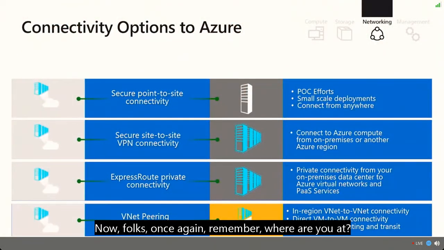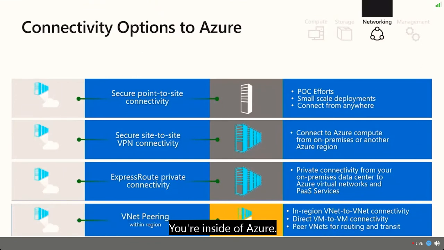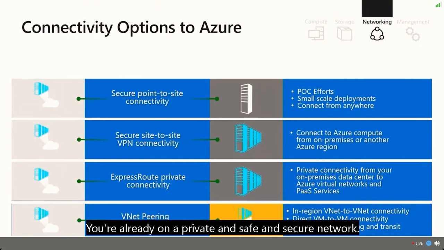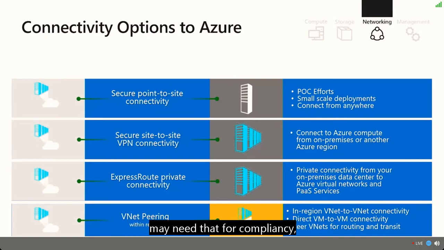Now, folks, once again, remember, where are you at? You're inside of Azure. You're already on a private and safe and secure network. Unless you have an application that needs an additional layer of security, you're not going to use VPN gateways. You don't need an additional layer. Some customers that might be in some of the governmental data centers may need that for compliance, but most customers do not. In other words, use peering unless you absolutely need that encryption channel. One, it's easier to set up, it's fast, it's very efficient.